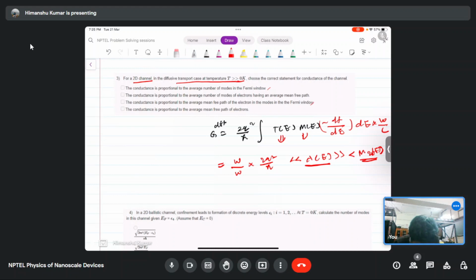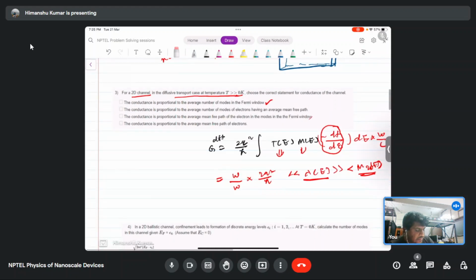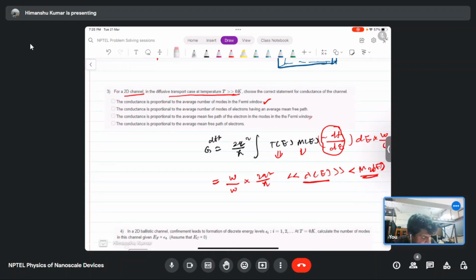So the conductance is proportional to the average number of modes in the Fermi window, and this Fermi window we also need to take into account. Only where this product is significant do you need to account for the conductance, whatever the shape of this Fermi window is. Okay, so this first option will be correct.